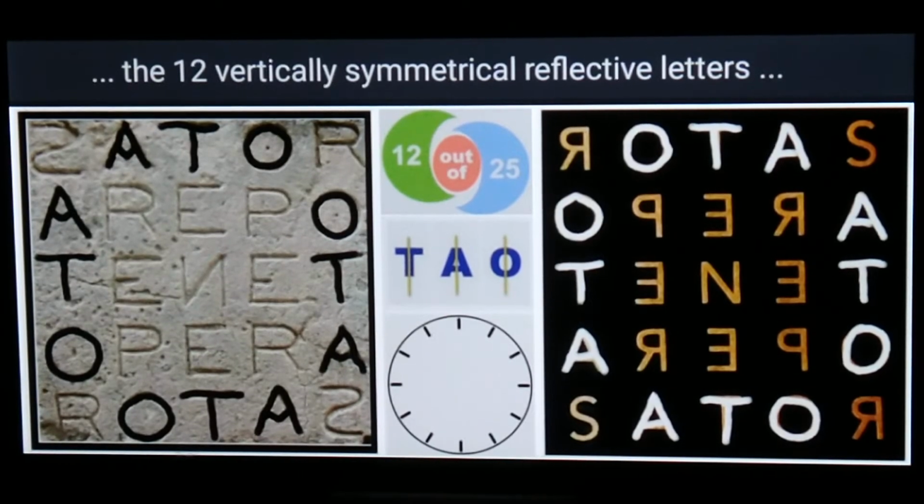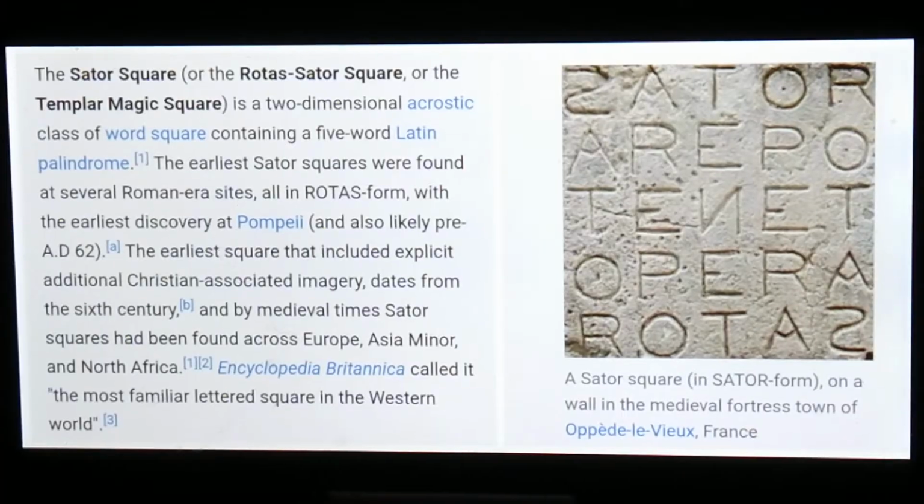But I just want to start simple. What is the Seder square? Wikipedia describes it like this. The Seder square, or the Rotas Seder square, or the Templar magic square, is a two-dimensional acrostic class of word square containing a 5-word Latin palindrome.